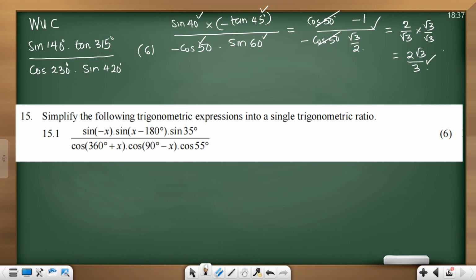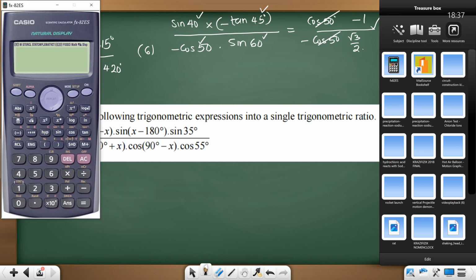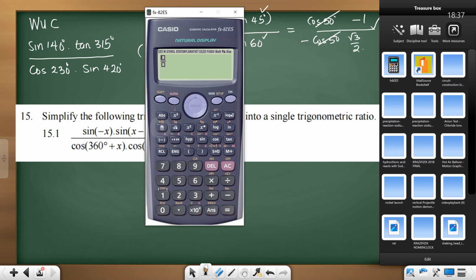Let's check if we are correct. Your calculator would give you a decimal though. But this is how I check if I'm correct, guys. For you to believe in this system, I want to show you. Don't worry, I'll prove to you that I'm correct. What do I have? Sine 140, close the bracket. Tan 315, close the bracket. Over what? Cos 230, close the bracket. Sine 420, close the bracket. All right, my answer is giving me 1.15, right?